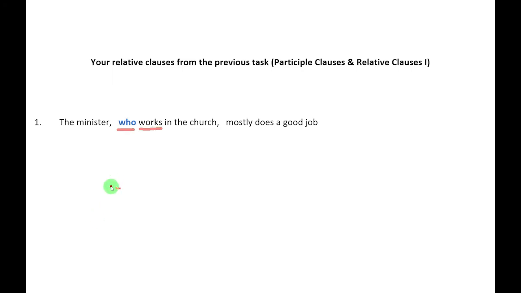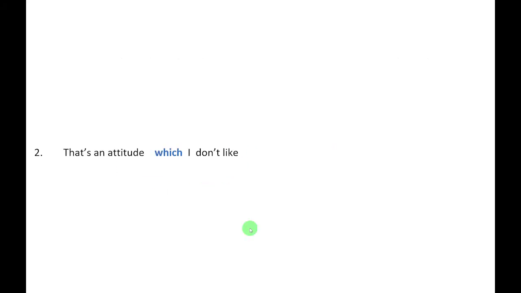So this means we need a present participle clause, which is working in the church. We always start with a participle. In this case, present participle. So our improved sentence would be, the minister working in the church mostly does a good job. And we're done here. For the second example, we have, that's an attitude which I don't like.